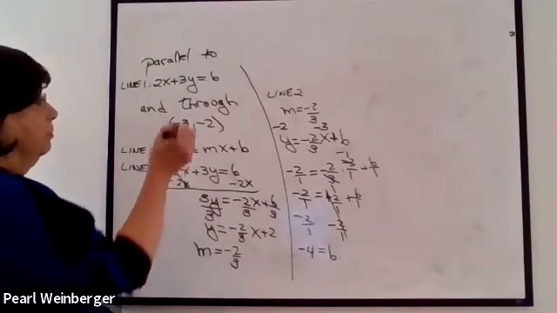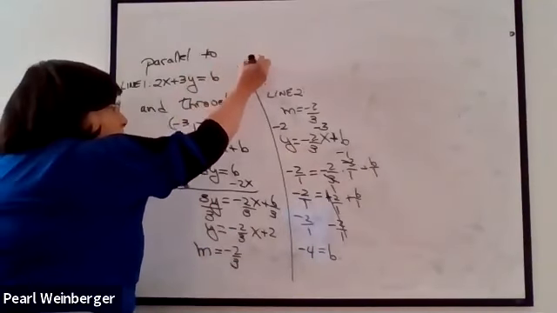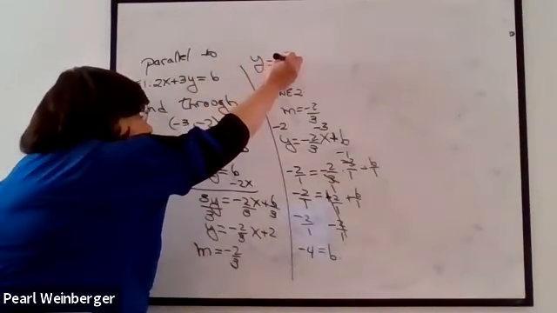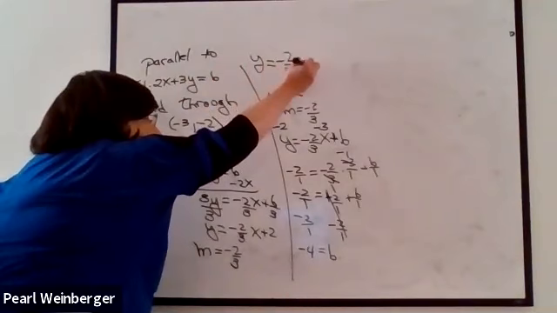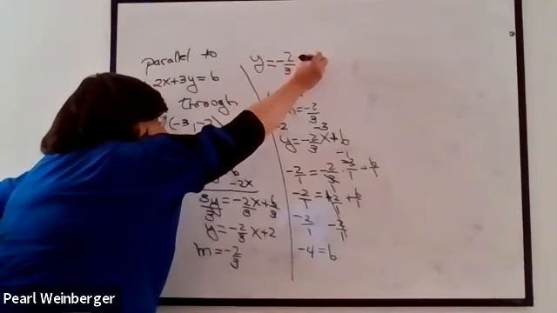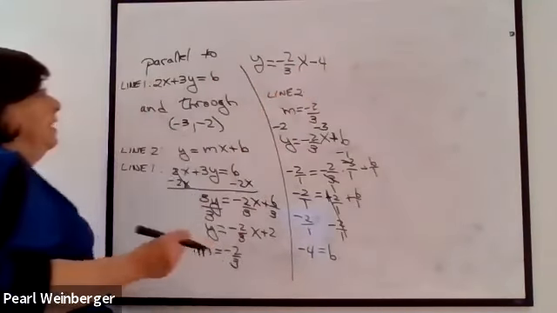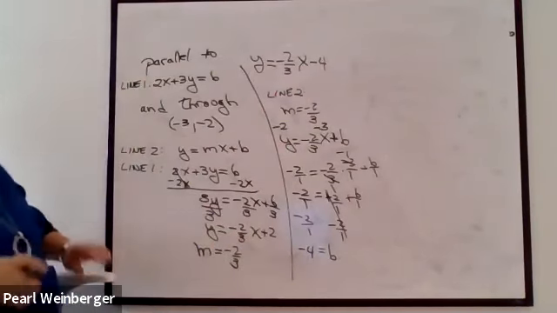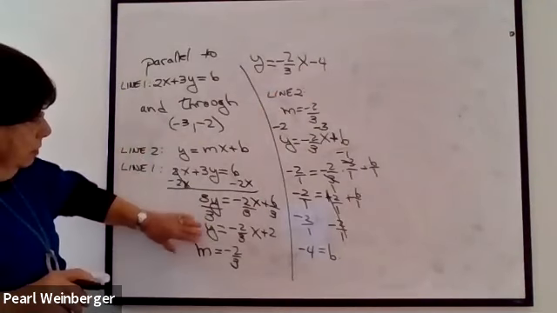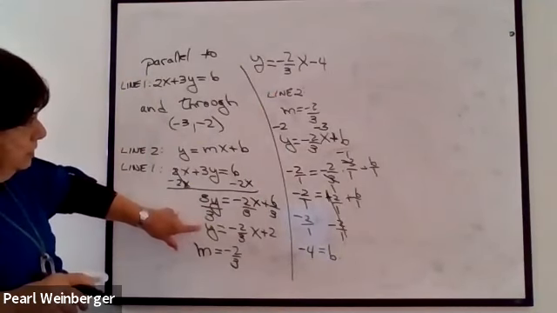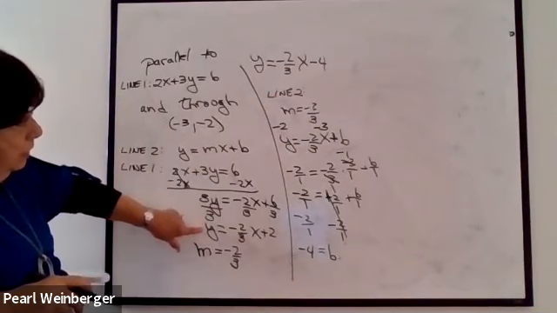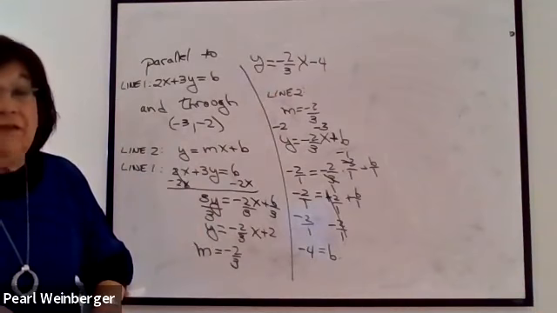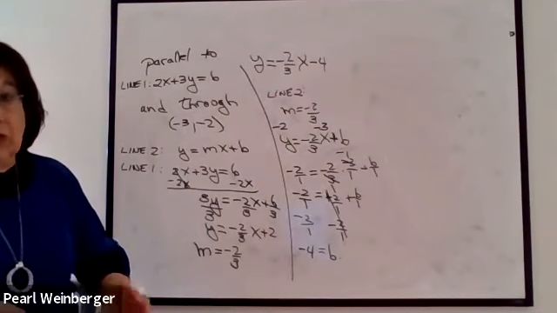So now I can write my equation of my line. Y equals -2/3 x minus 4. That is the equation of line 2, the line that I wanted to get. So you can't stop right here. You can't stop over here because this is not the equation of the line you're looking for. You just got the right slope, but now you have to go on and find the correct y-intercept.